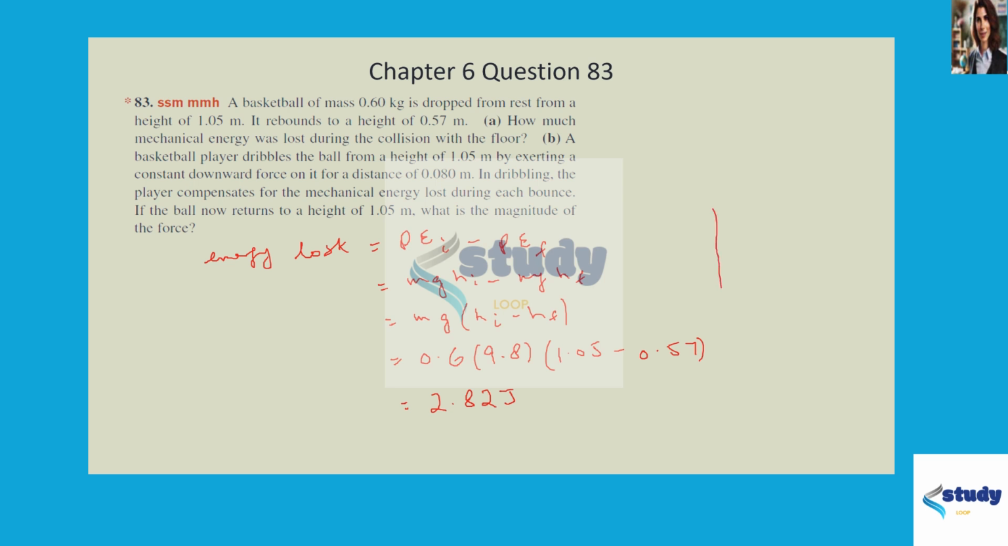Now for the force, so this was part A. Now let's go to part B. We know that work is equal to Fs. The amount of work that the player has to do is equal to the amount of energy which was lost. So he applies some force over a distance of 0.08 meters. So force comes out to be equal to 35.3 newtons.